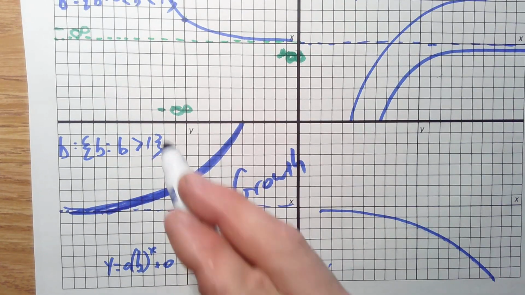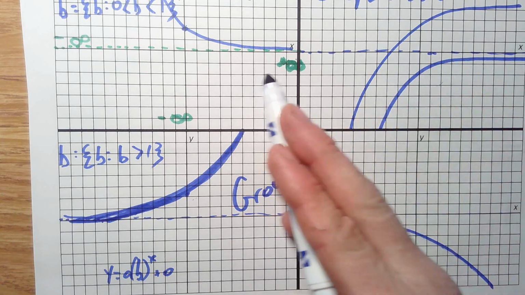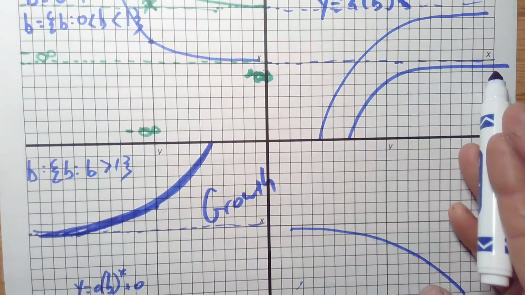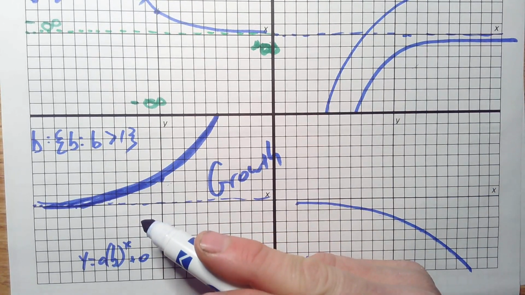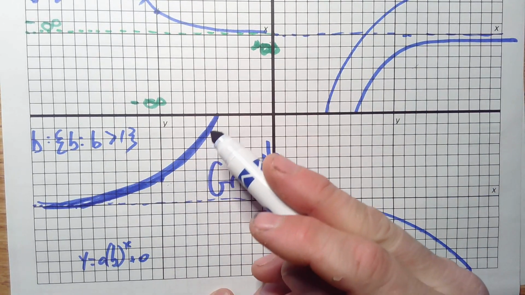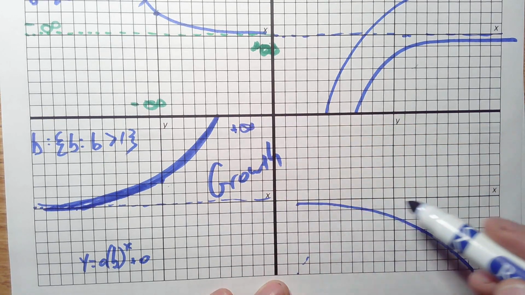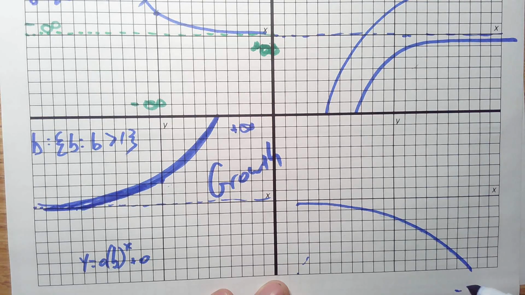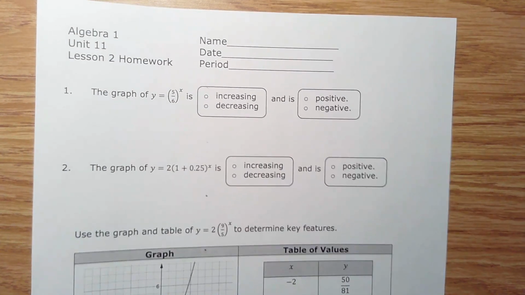So decay gets closer to 0 as I go from left to right, as x approaches infinity, and a growth becomes closer to positive infinity for y as x approaches infinity. Okay, hopefully that makes sense. Actually, we can go over an example real quick.